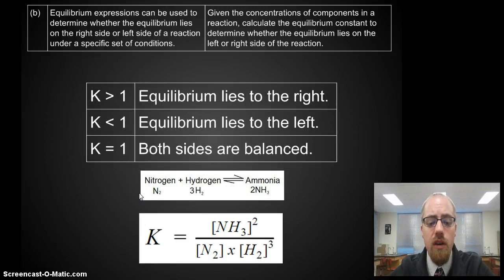And so to create a generalization, when the equilibrium expression is greater than 1, we would say it lies to the right. If it's less than 1, we would say the equilibrium lies to the left, and if it equals 1, it means that both sides of the reaction are balanced.